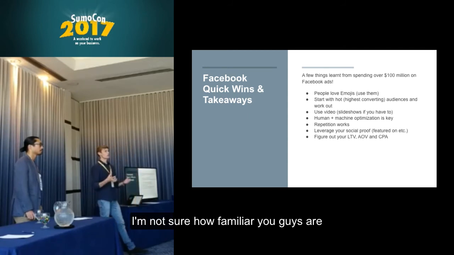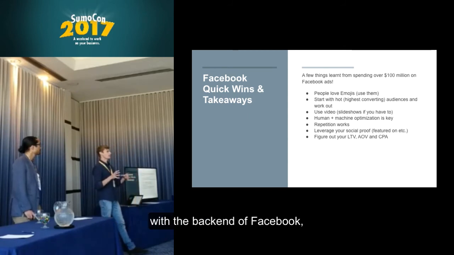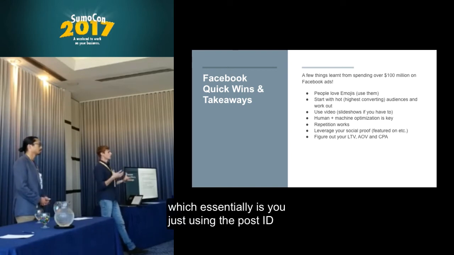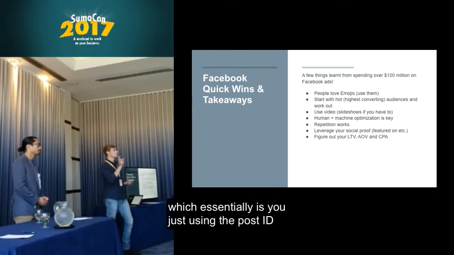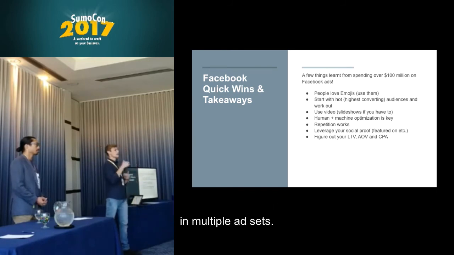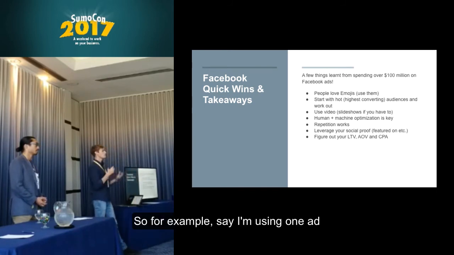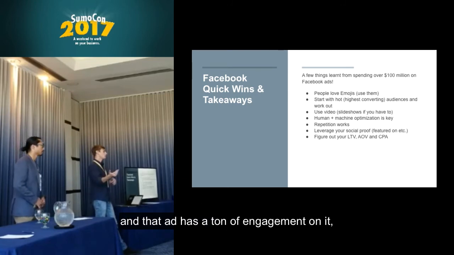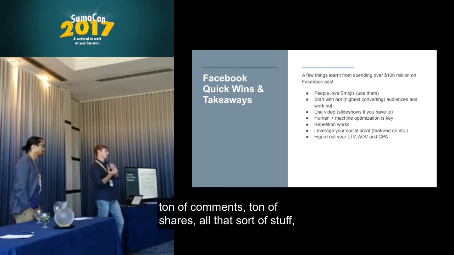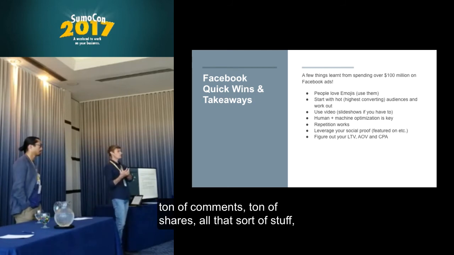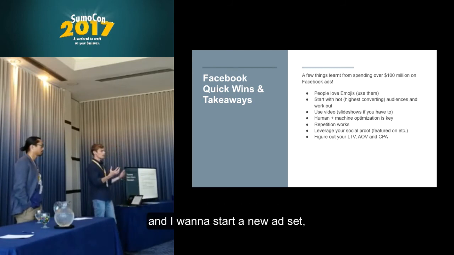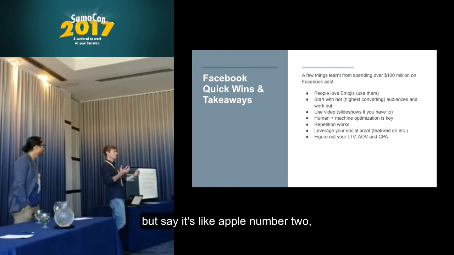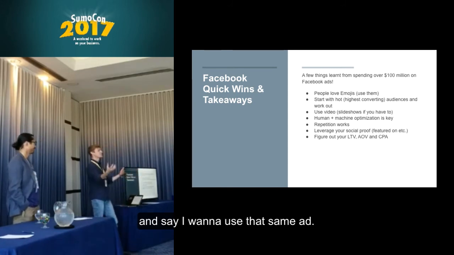I'm not sure how familiar you guys are with the back end of Facebook, but you can use these things called dark posts, which essentially is you just using the post ID in multiple ad sets. So for example, say I'm using one ad and I'm targeting people who like Granny Smith apples, and that ad has a ton of engagement on it, a ton of comments, a ton of shares, all that sort of stuff. And I want to start a new ad set. I don't know any names of apple types, but say it's apple number 2. And say I want to use that same ad.